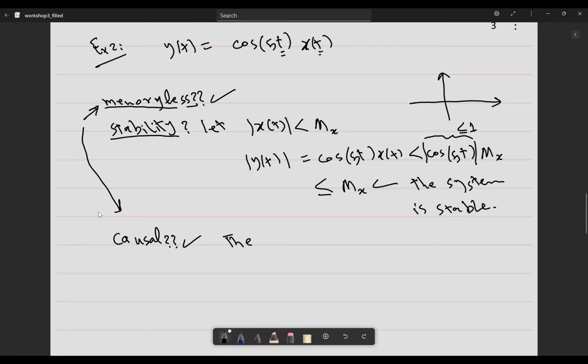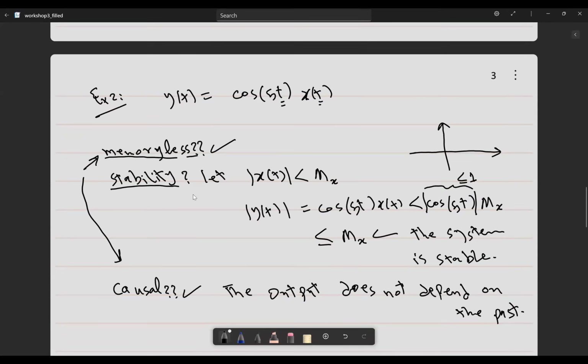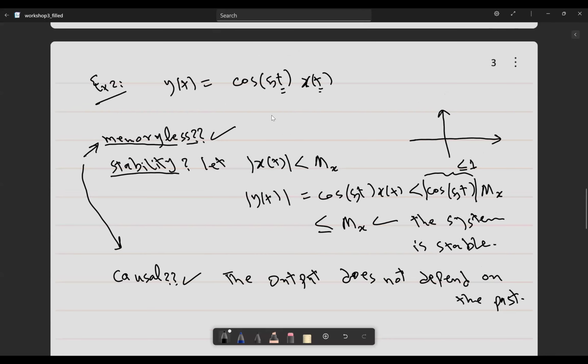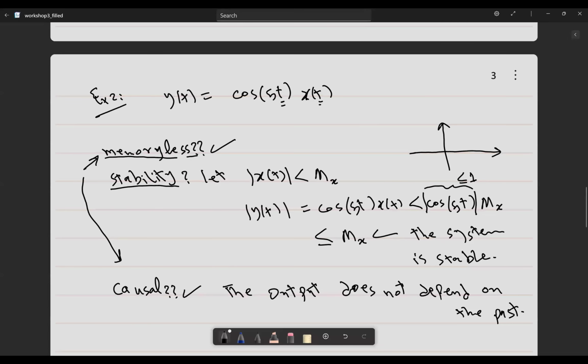Or let's say the output does not depend on the past. And next will be linearity and time invariance. Can you tell if this system is linear or not without doing the calculations?